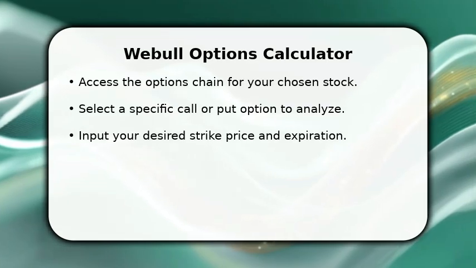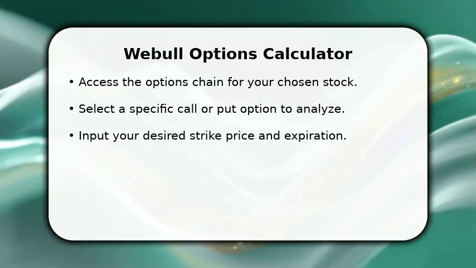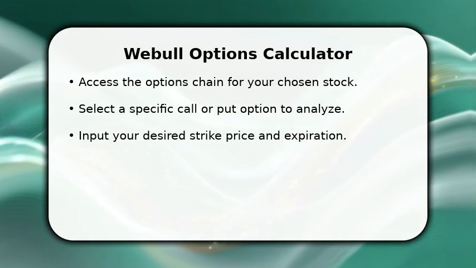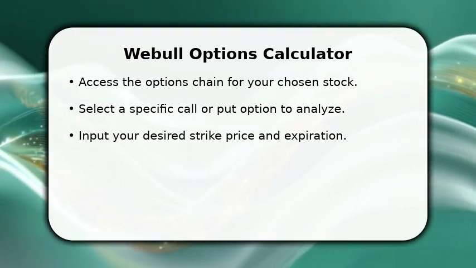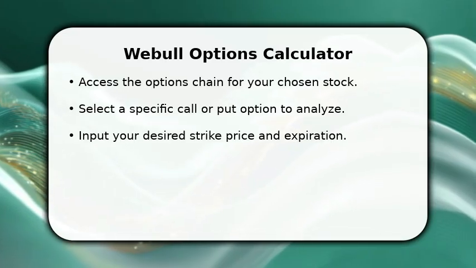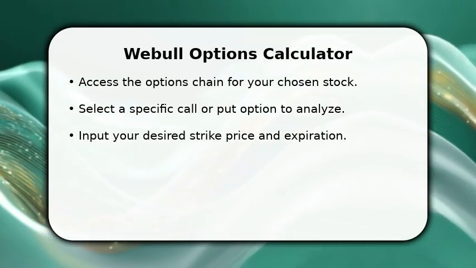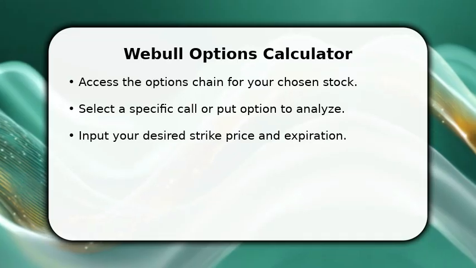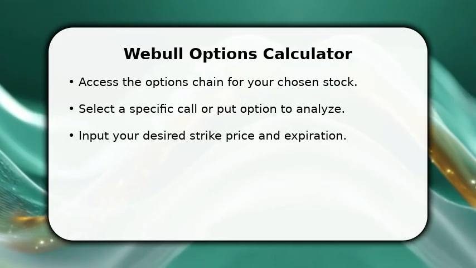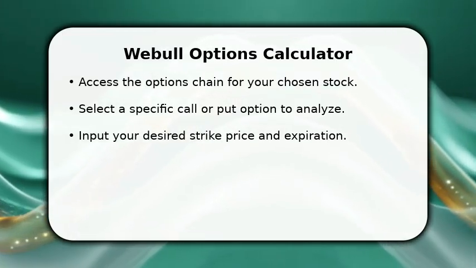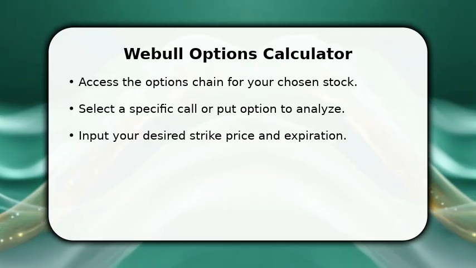Enjoy the video. In this video, I will show how to use the Webull options calculator. First, navigate to the options chain for the stock you are interested in. Then, select a specific call or put option. You will then input your desired strike price and expiration date to begin your analysis. This tool helps visualize potential trade outcomes easily.